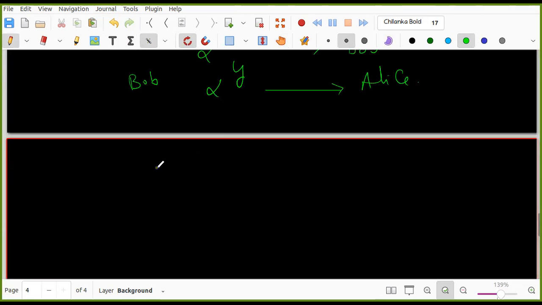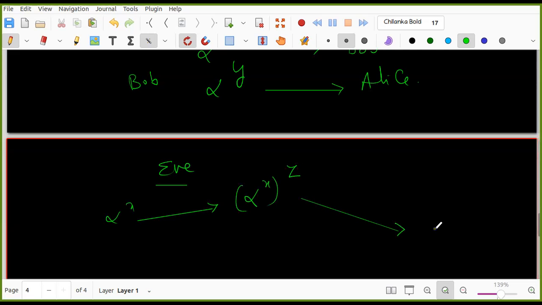So Eve, what will she do? Alpha power x is traveling. She will pick it up here, and do some power z and send it to Bob. She will not send alpha power x, she will send alpha power z to Bob. Now what does Bob have?